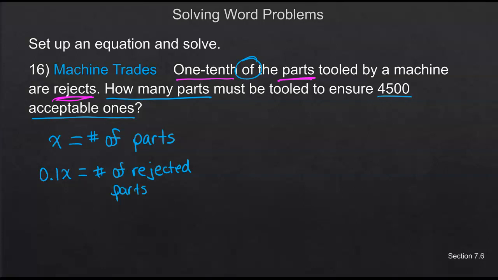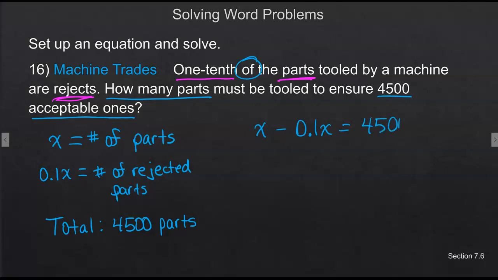Okay, and the total we need is going to be 4,500 parts. Now this could be anything, right? But this is common whenever you are manufacturing something, that you're going to have parts that have to be rejected, right? That's just part of it. So what we want to do is, how many parts are we going to have to manufacture? Then we're going to take out the rejected ones, and we're going to end up with 4,500. So it's x. We're going to subtract 1/10 of those parts that we make to end up with 4,500.